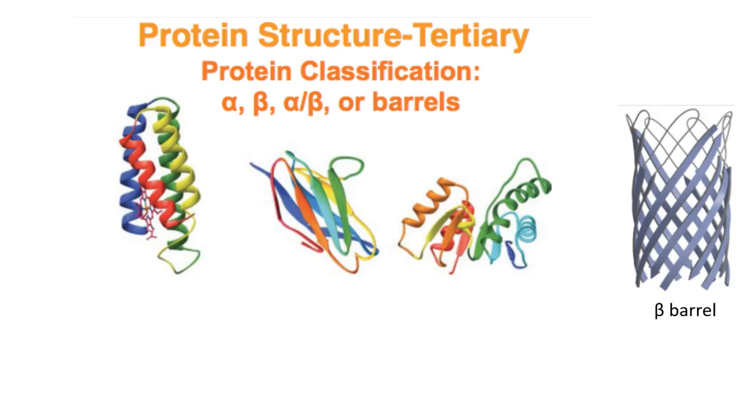And then these tertiary proteins can have different classifications, where you have all alpha helixes, and that's alpha. Then you have all beta sheets, that's beta. And then you have a mix of the two with alpha and beta. And then you can have this barrel type of formation, where for this example, these are all beta sheets that form this barrel type of shape.